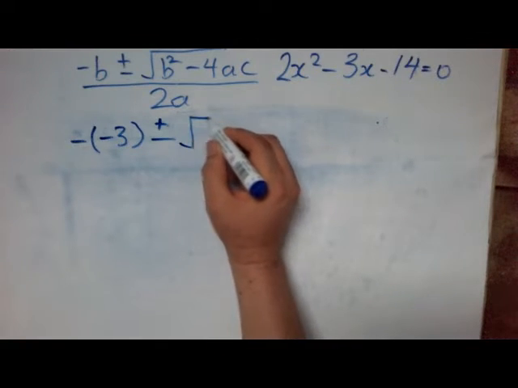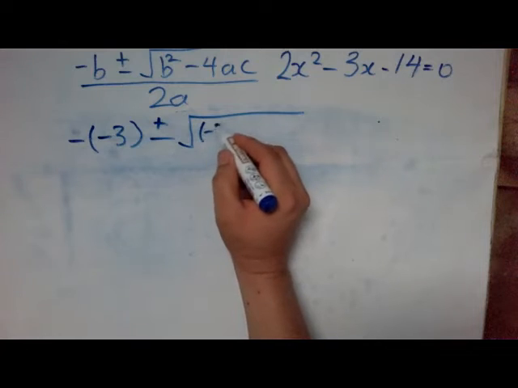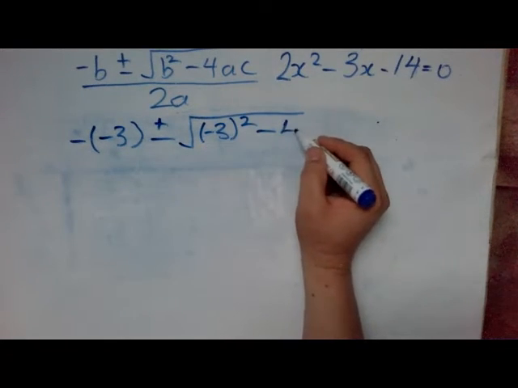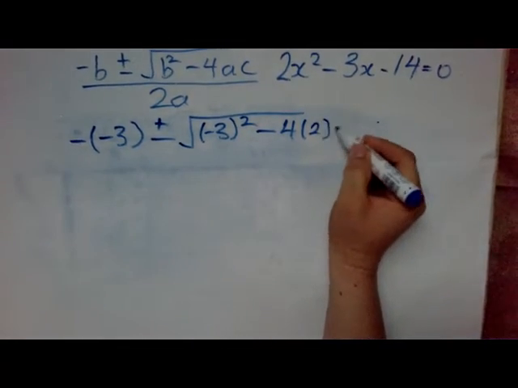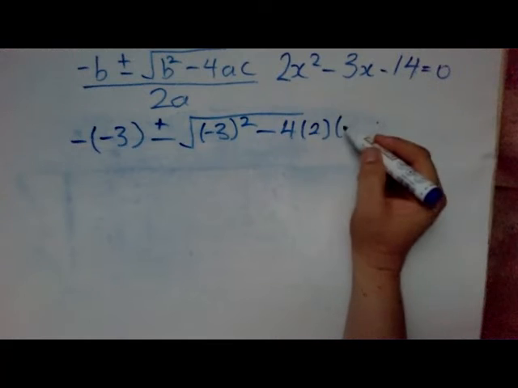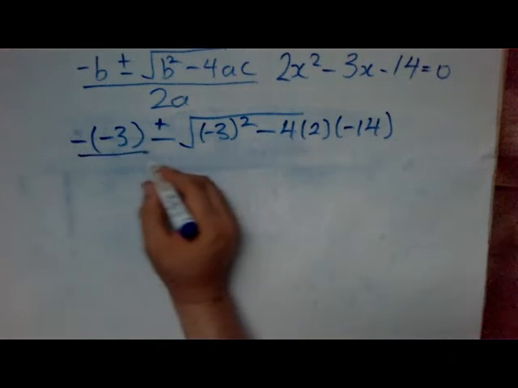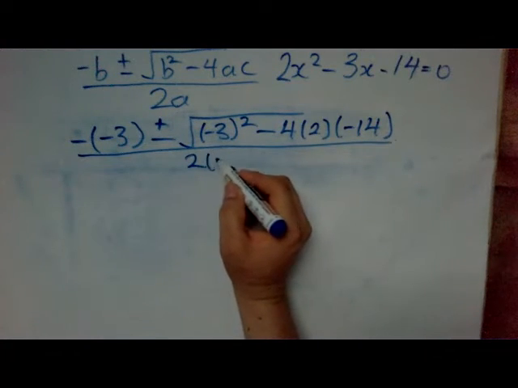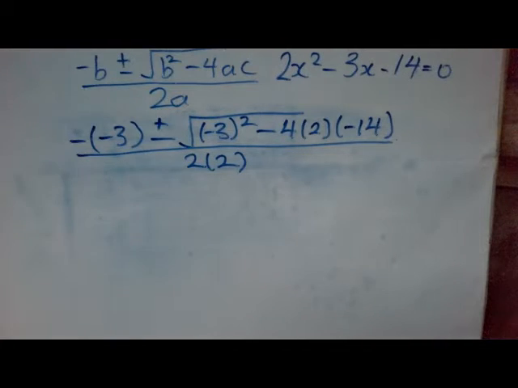We have our square roots. B squared, that is minus 3 squared, minus, we have our 4, our A in this case is 2, we have our 2, our C is minus 14, we have our minus 14, all over 2A, our A is 2, so we have 2 into 2. So we proceed further.